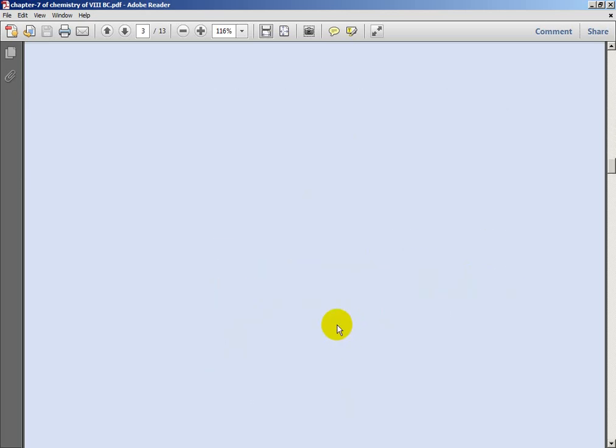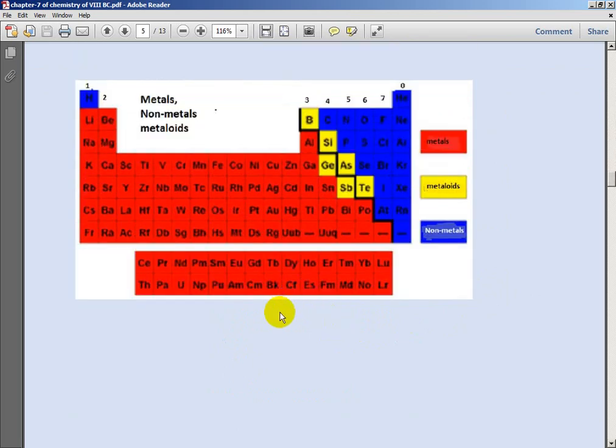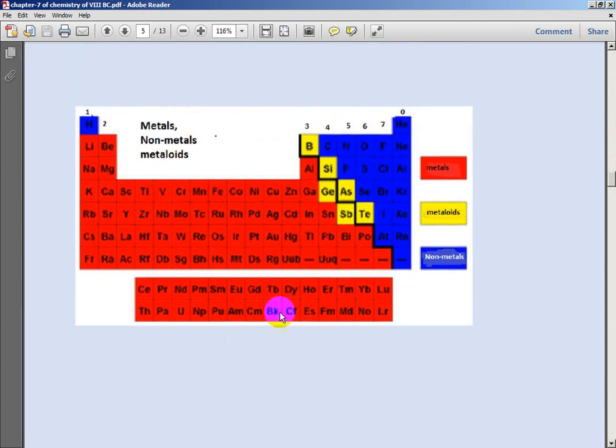Okay, we need to know first which elements are metals. Look at the periodic table. The red color elements are metals, the deep blue color elements are non-metals, and the yellow color elements are metalloids. They carry both characteristics of metals and non-metals, so they are metalloids.